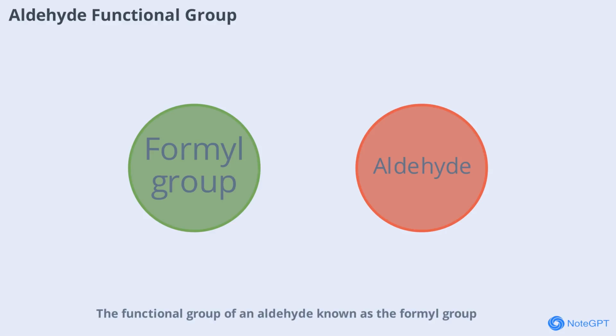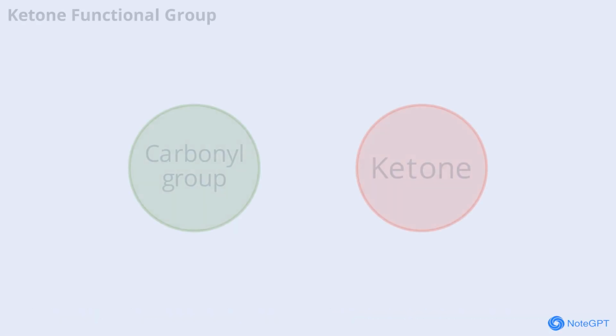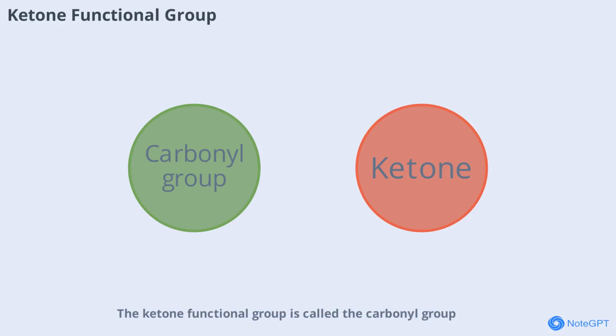The functional group of an aldehyde, known as the formyl group, is central to its reactivity. This group is highly polar, making the carbonyl carbon susceptible to attack by nucleophiles. The presence of a hydrogen atom attached to the carbonyl carbon is what differentiates aldehydes from ketones and influences their chemical behavior. The ketone functional group is called the carbonyl group, where the carbonyl carbon is bonded to two other carbons. This arrangement makes ketones less reactive than aldehydes but still capable of undergoing important chemical reactions. The carbonyl group's polarity is responsible for many of the physical and chemical properties of ketones.